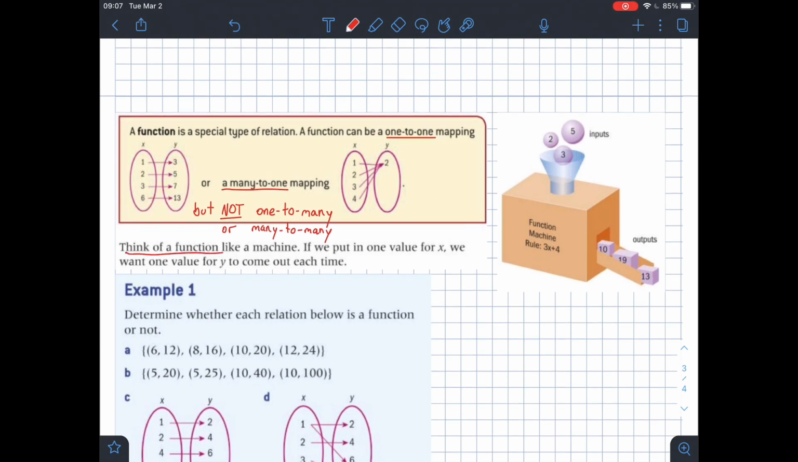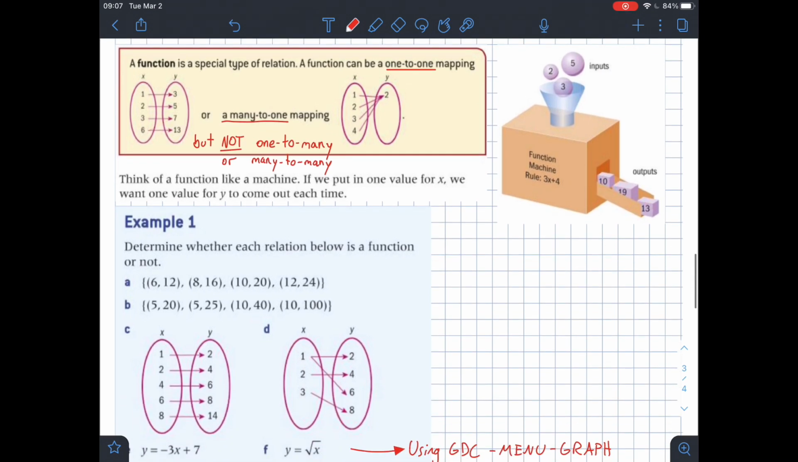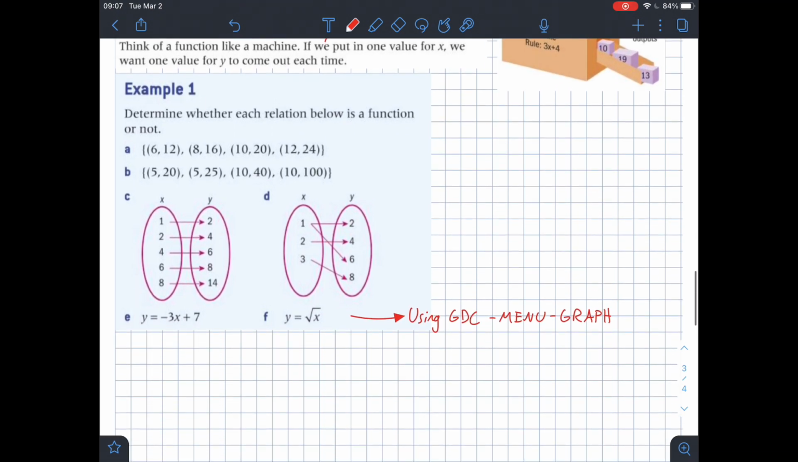Okay, so here it says, think of a function like a machine. If we put in one value for x, we want one value for y to come out each time. So here you have the graph. So for each input, I have one unique output, right? That's the concept of a function, if you want to visualize it as a machine.